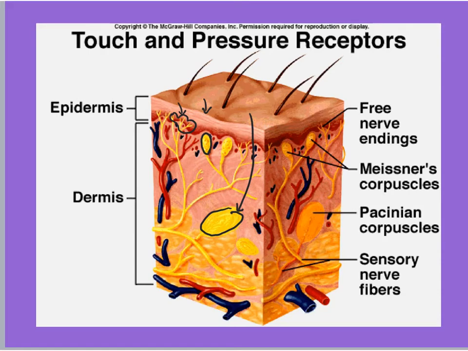Those free nerve endings are not in the dermis, whereas the Meissner's corpuscle and the Pacinian corpuscles are embedded in the dermis. So those are two accessory structures of the integumentary system.